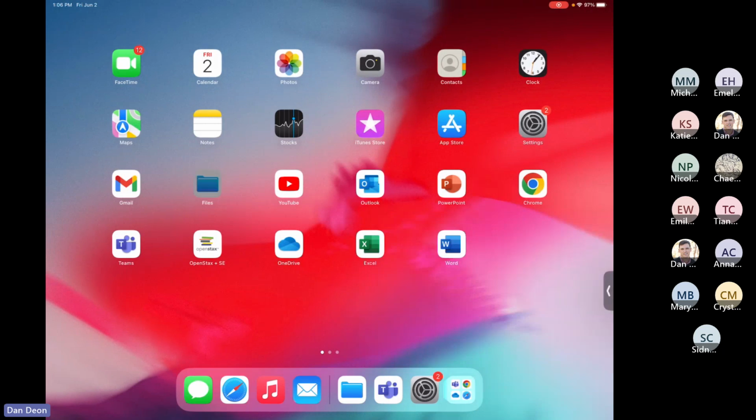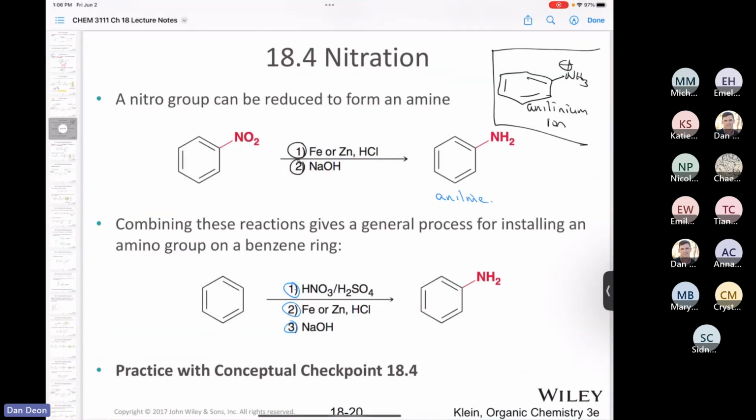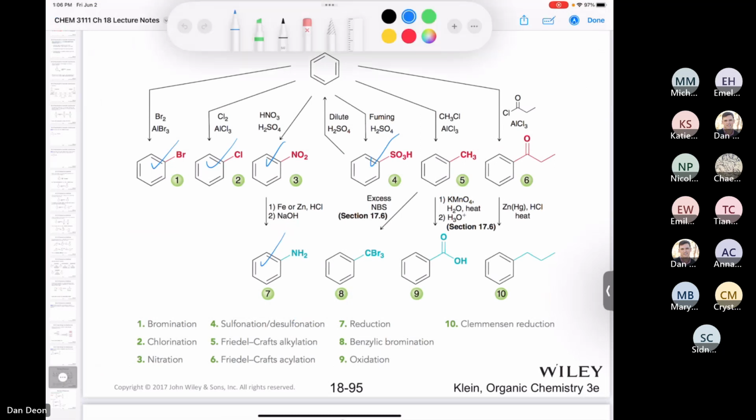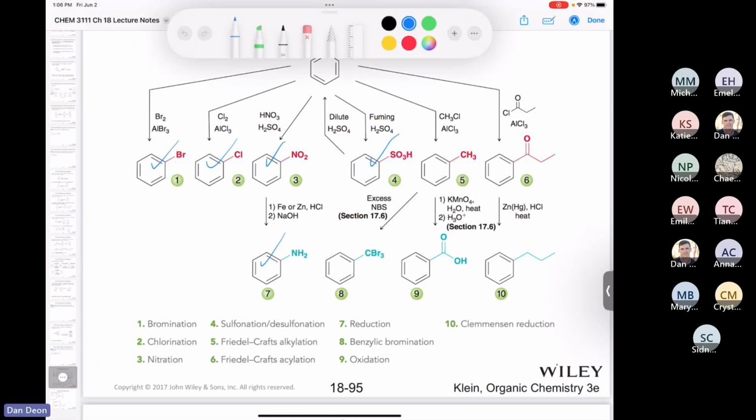Okie doke, chemistry 3111. We left off last class. We looked at the first few reactions in the chapter, and the last one that we looked at was a nitration reaction. If we go all the way down to the end of the chapter and look at all the reactions that we covered, let's just rehash this. We covered bromination, that's reaction one. Then reaction two, chlorination. The one you just saw on that slide was nitration.